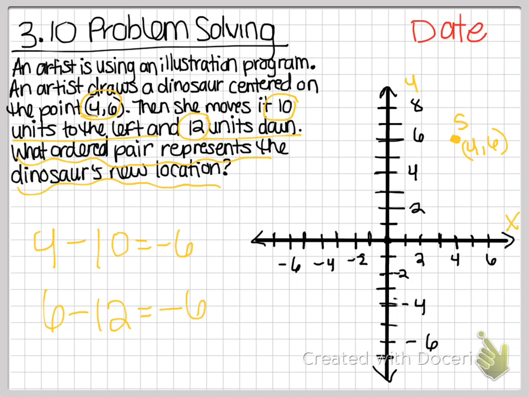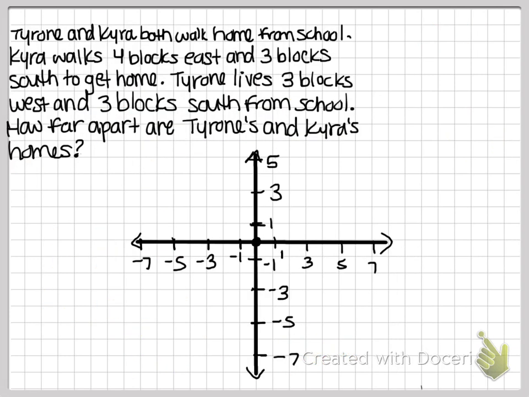So I'm looking for, again, this is my x and this is my y. I'm looking for negative 6, negative 6 on my plane. So over to the left 6 and down 6, which would be right here. Negative 6, negative 6. And I'll label that with an E for endpoint of the traveling dinosaur drawing. Not too bad. Let's look at this next one.